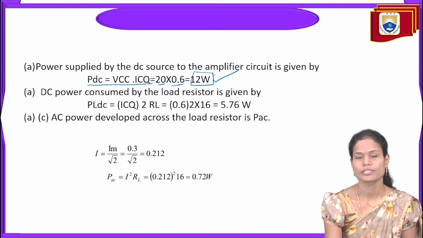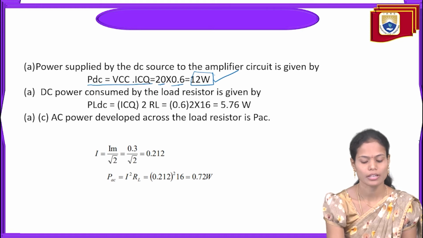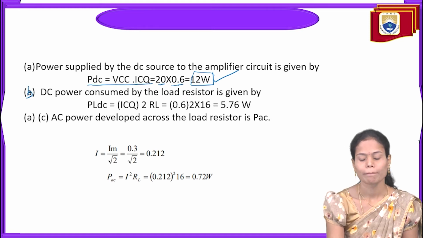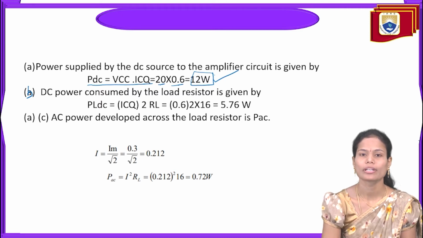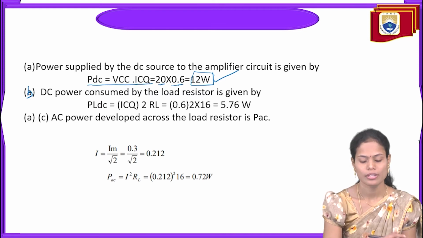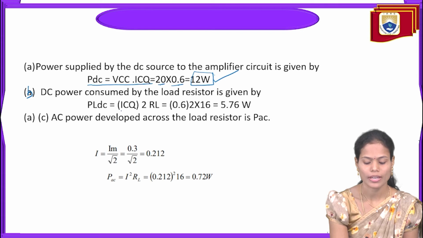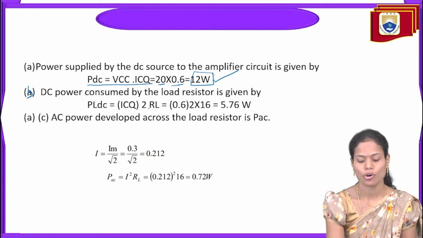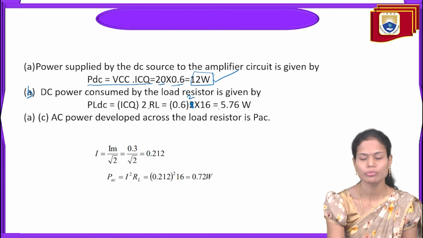And the next bit is the DC power consumed by the load resistor. We have to calculate the PDC by utilizing the load resistance along with the quiescent collector current. So that's why I have taken it as ICQ square into RL. That is 0.6 whole square into 16.